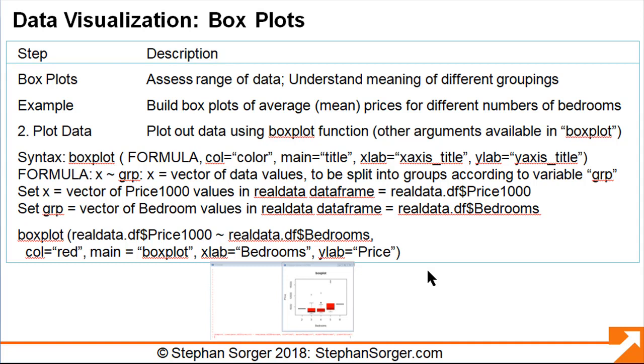The R help file for the boxplot function tells us that the syntax starts with the word boxplot, followed by multiple arguments in parentheses. The first argument, formula, is the formula R should use to calculate the boxplot, where we take X, representing a vector of data values, and split it into groups using the variable grp, or group. In our case, we want to split the price 1000 variable in our realdata.df data frame into groups, each corresponding to a certain number of bedrooms. The remainder of the arguments allow us to specify the title for the chart as well as the titles for the X and Y axes.